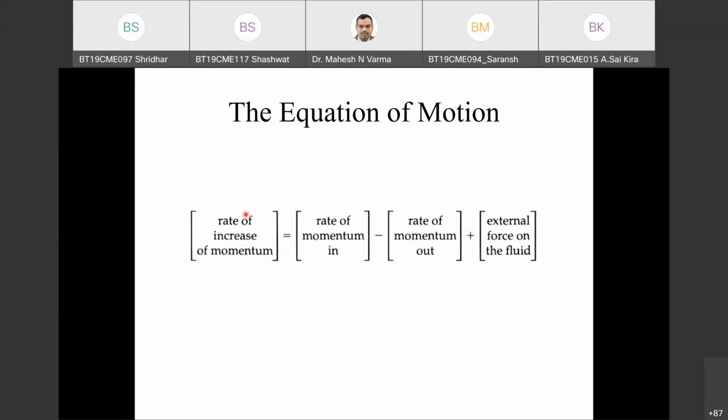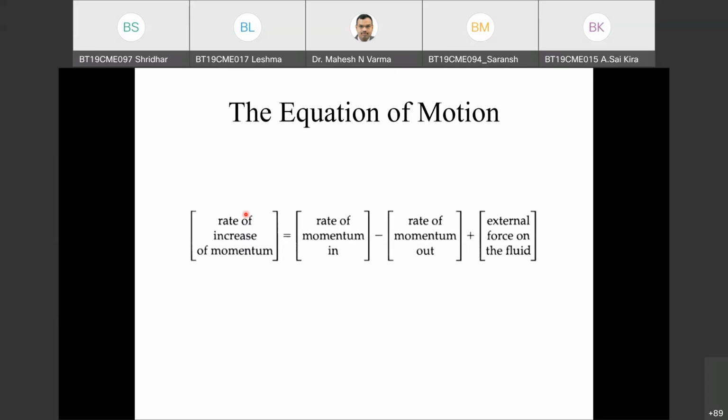So how many balance equations will you get? Roll number 17, Leshma. Sir, in x direction we'll have tau xx, in y direction tau yx, and in z direction tau zx. Okay, but how many momentums are there? Likewise, you will get three different equations.